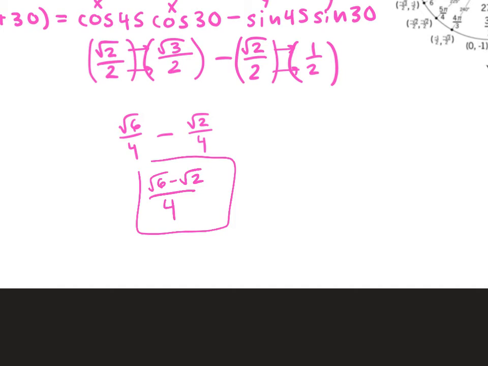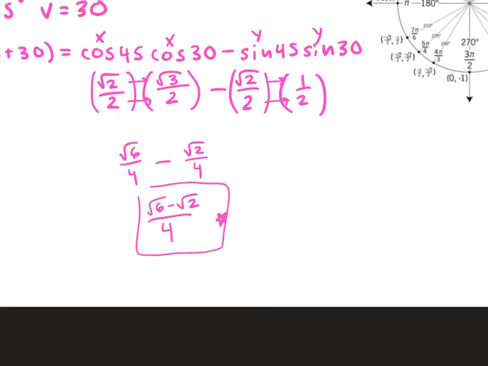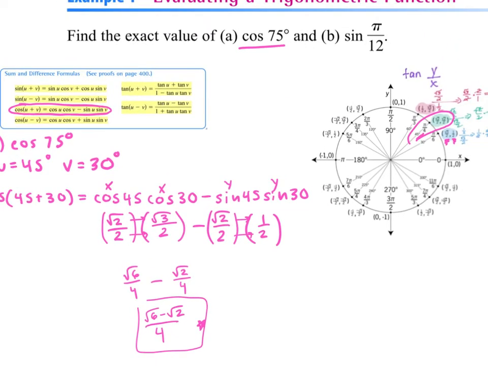If we put this into the calculator and got some decimal, that would be the same thing as doing cosine of 75 in the calculator and getting some decimal. So this is just the long version of how to find the exact answer.